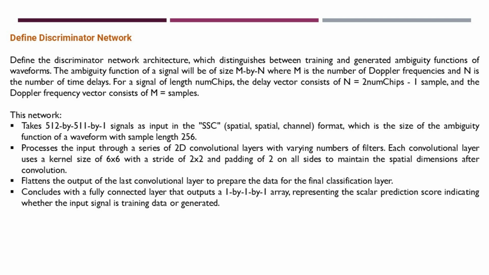Processes the input through a series of 2D convolutional layers with varying numbers of filters. Each convolutional layer uses a kernel size of 6 by 6 with a stride of 2 by 2 and padding of 2 on all sides to maintain the spatial dimensions after convolution. Flattens the output of the last convolutional layer to prepare the data for the final classification layer. Concludes with a fully connected layer that outputs a 1 by 1 by 1 array, representing the scalar prediction score indicating whether the input signal is training data or generated.